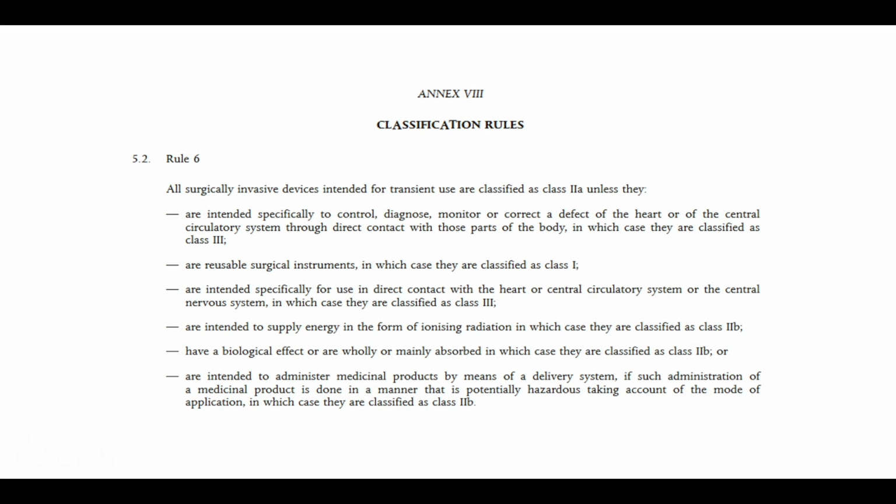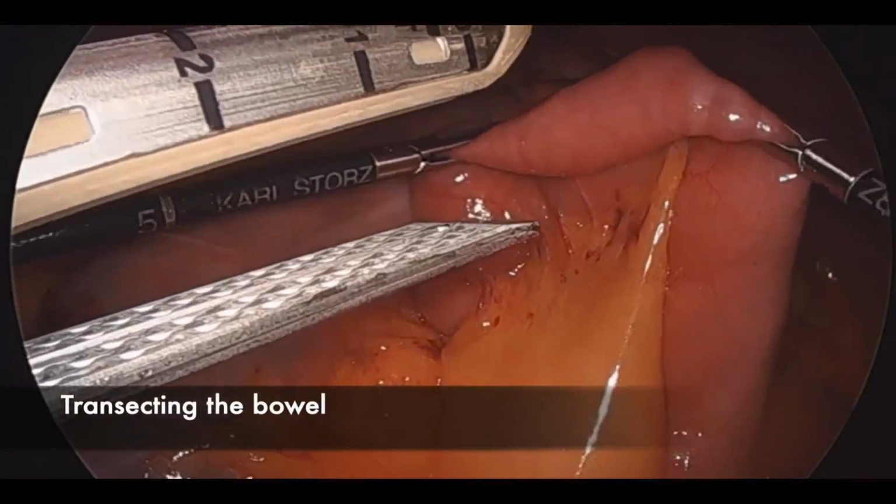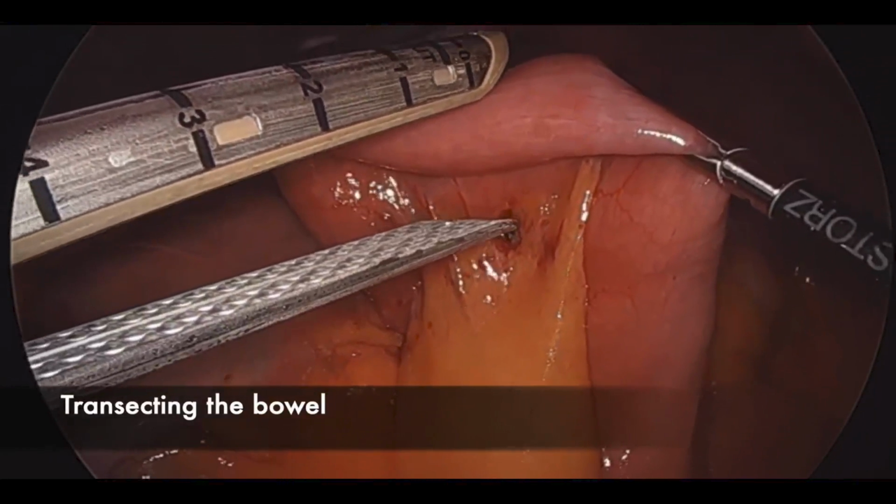Next, Rule 6 states, all surgically invasive devices intended for transient use are classified as Class 2A, unless they, and then some exceptions. But let's focus on 2 important aspects first. Surgically invasive is defined in Annex 8, Article 2.2 as an invasive device which penetrates inside the body through the body surface. Also, if that surface is in a body orifice. And that's exactly what is done with the stapler for its actual use.